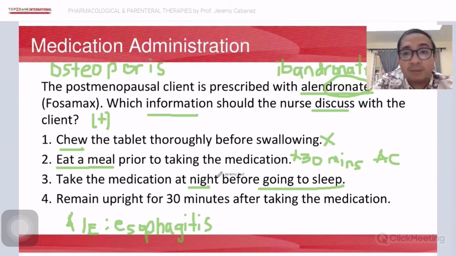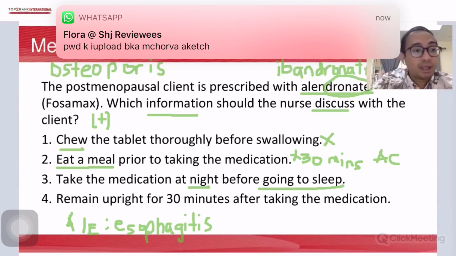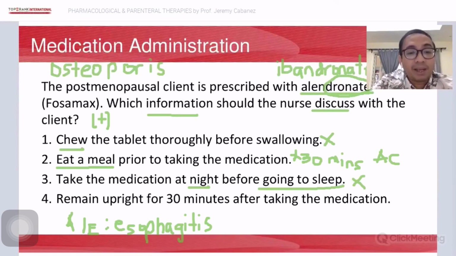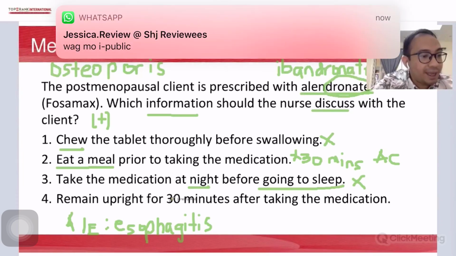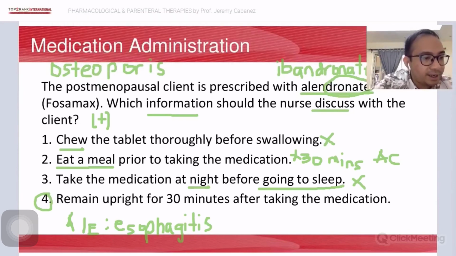Now, if you take it at night before going to sleep, anong naalala? Position for sleeping. Pag natutulog ang pasyente, lying down yan, nakasupine yan. So definitely, pag nakasupine, it can cause the backflow of the gastric content, known as the reflux. That can result into esophagitis. So we eliminate number 3 also. How about number 4? Remain upright for 30 minutes after taking the medication. Possible ba itong upright? Will that prevent the reflux? Will that increase the barrier? Yes or no? Yes, of course. So definitely, what is the correct answer? The correct answer is number 4 po tayo. Number 4 is the correct answer.